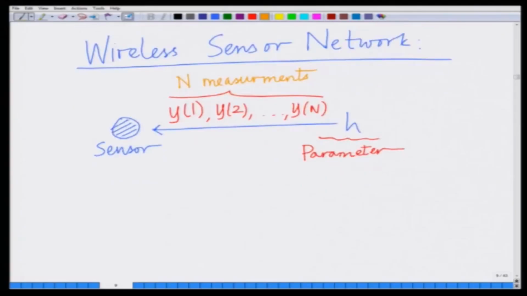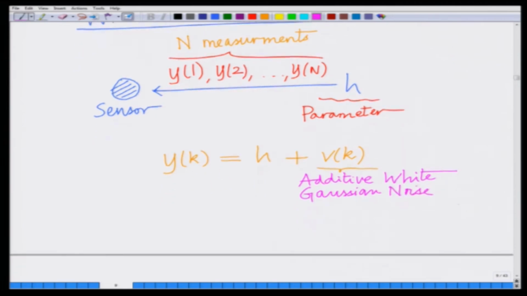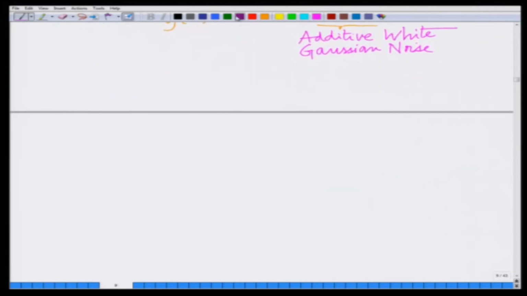So, we have Yk equals h plus Vk, where Vk is additive white Gaussian noise. In fact, we have also derived the likelihood function for this. It is nothing but the joint density of the observations y1, y2, yn, that is denoted by the observation vector y bar. So, we have the likelihood function.